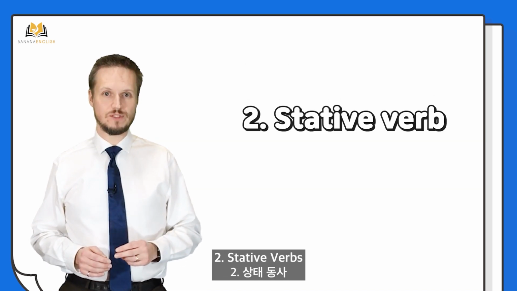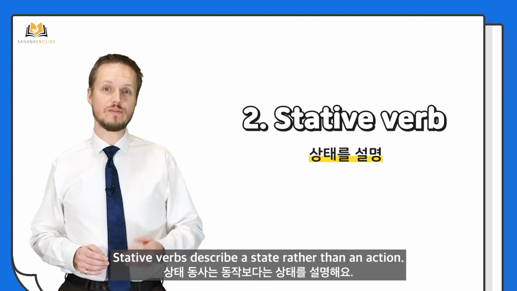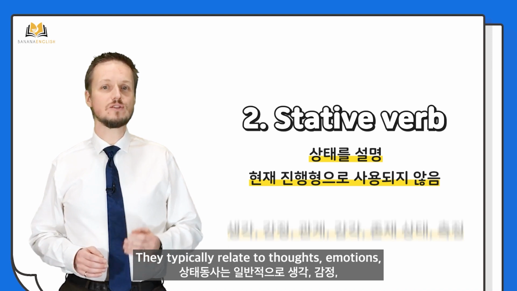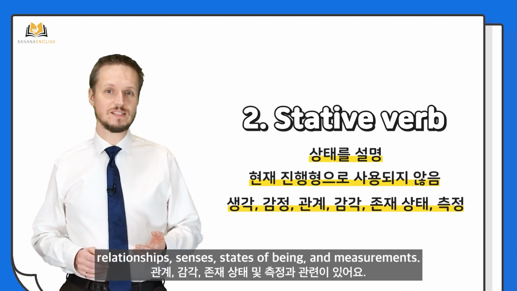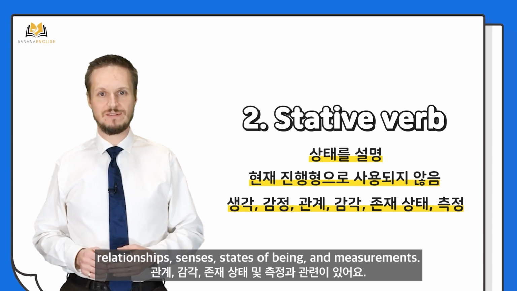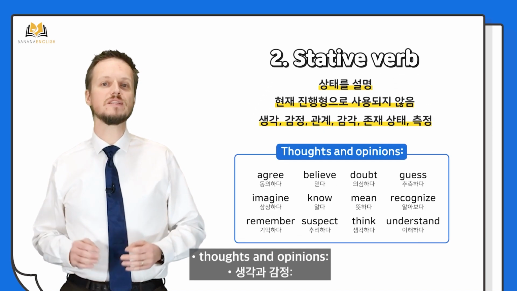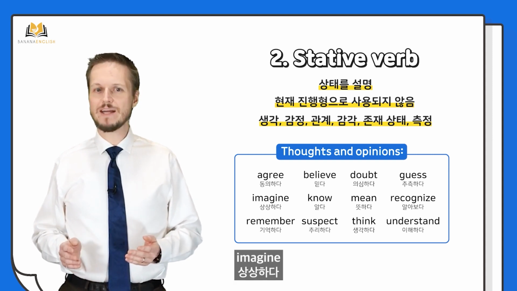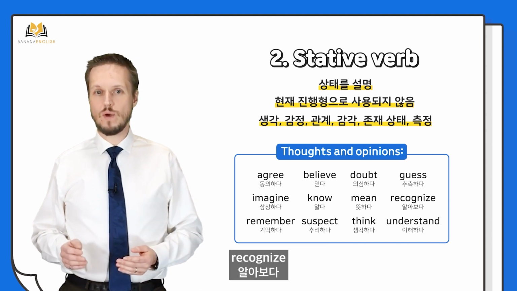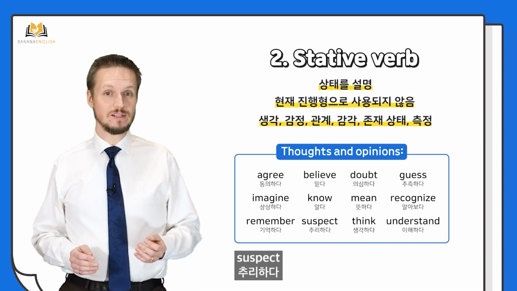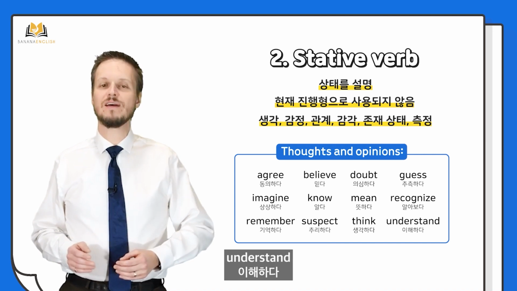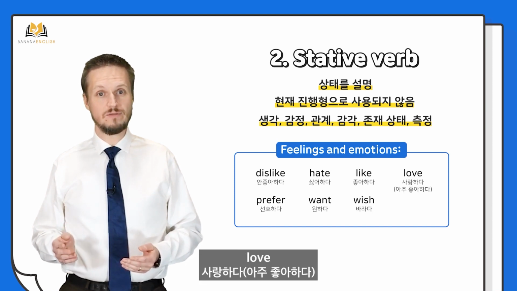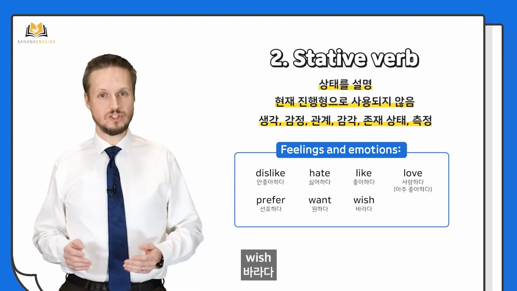2. Stative verbs. Stative verbs describe a state rather than an action. They aren't usually used in the present continuous form. They typically relate to thoughts, emotions, relationships, senses, states of being, and measurements. Let's look at the examples of them. Thoughts and opinions: agree, believe, doubt, guess, imagine, know, mean, recognize, remember, suspect, think, understand. Feelings and emotions: dislike, hate, like, love, prefer, want, wish.